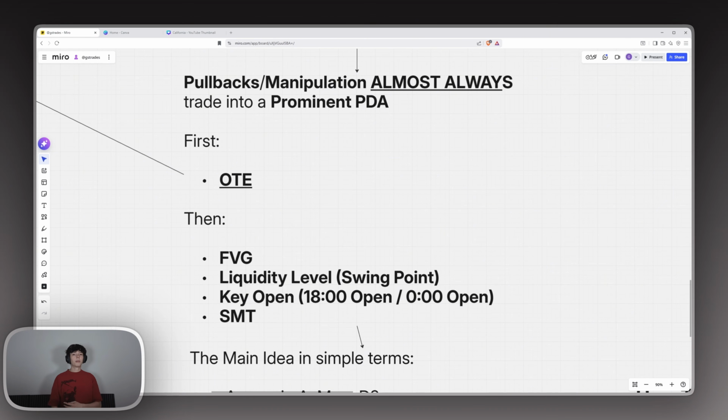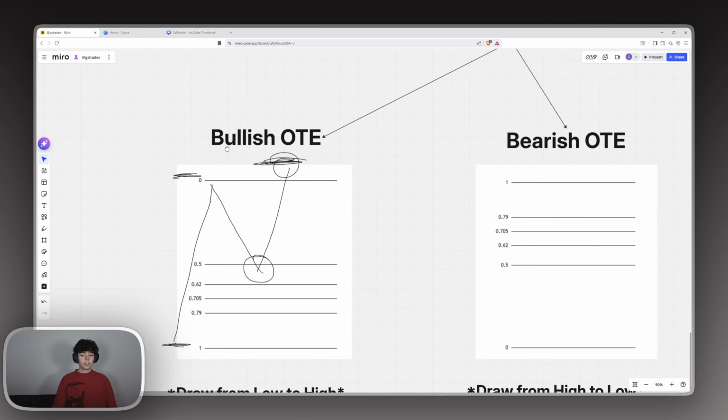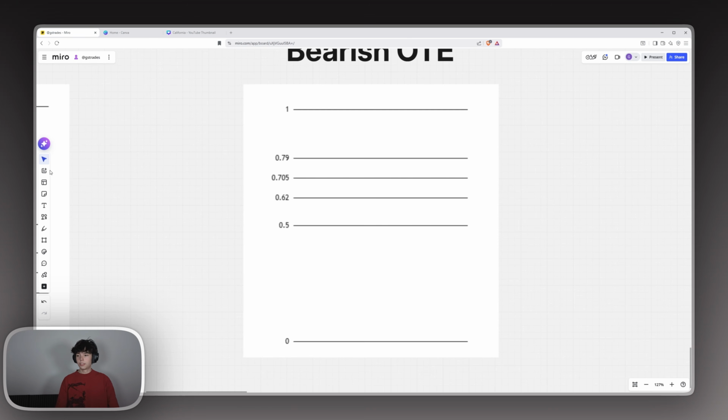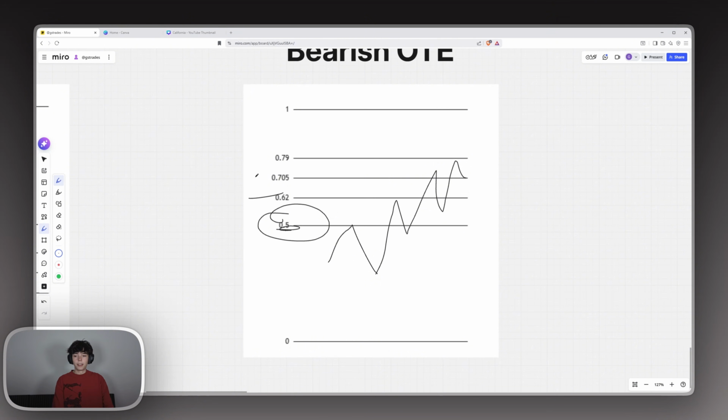OTE is the framework, but you can't just enter off OTE, because if we go back here, remember, there are multiple levels. We have 0.5. If you're going to go short here randomly, it can literally go for all of these and stop you out like 4 times. You need to make sure you're doing the right one. So you have to align OTE with a fair value gap or a swing point, so you know where it's going.